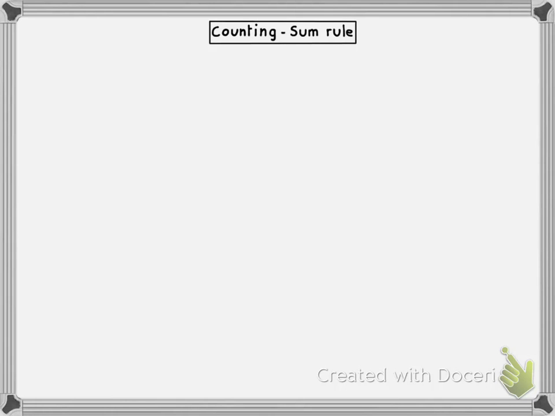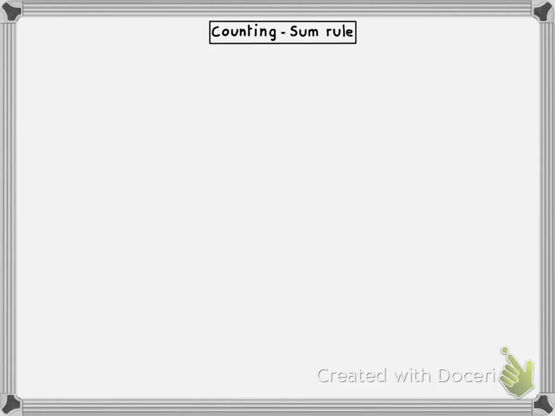Welcome back. Remember we said there were three fundamental rules, counting rules, that underlie combinatorics, and in this segment we're going to introduce the second rule called the sum rule.